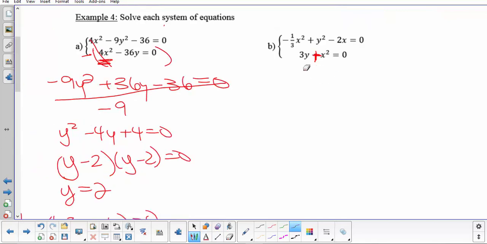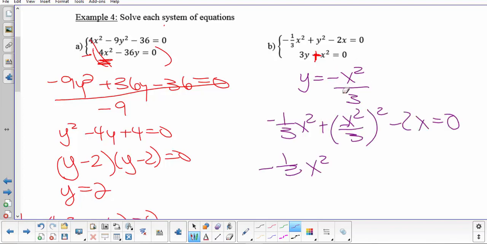For our next example, if we try to use substitution, that's going to be our better option, because if we try to use elimination, we could eliminate the x squared terms, but we'd still be left with a y squared, a 2x, and a y term, which means our better option is substitution. In isolating the y, we get y is negative x squared over 3.